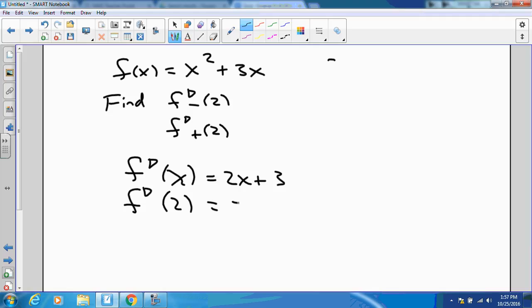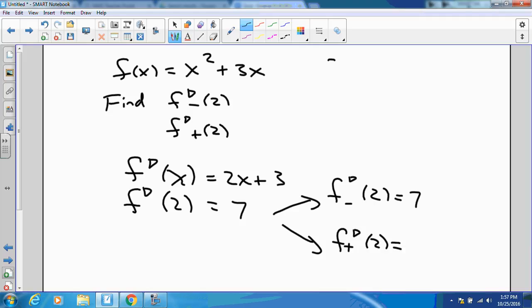And if f prime of x is equal to 2x plus 3, then what is f prime of 2? And if f prime of 2 is 7, then automatically the derivatives from the left and the right are 7 as well. So if you know f prime, you know f prime from left and right. So that's our two-sided derivative theorem at work.